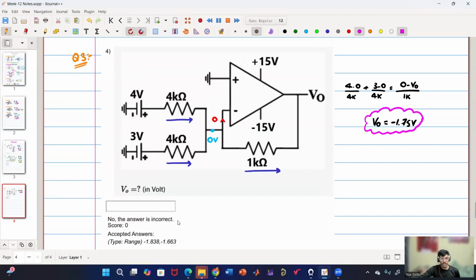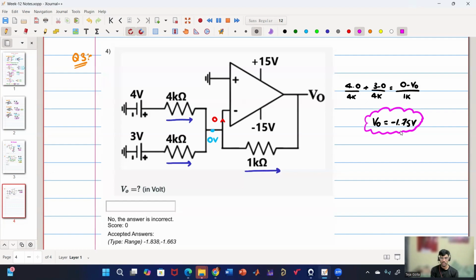So basically, till now we have only used two things for solving all the problems. One is the virtual short, because this is zero, this is also zero, and we know the input current is zero, so this is 0 volt. And then we have applied KCL: current entering equals current leaving. Current entering is 4 minus 0 by 4k plus 3 minus 0 by 4k, and current leaving is 0 minus V0 by 1k. By solving this, we got V0 is minus 1.75. So is this clear for everyone? How we are getting minus 1.75?